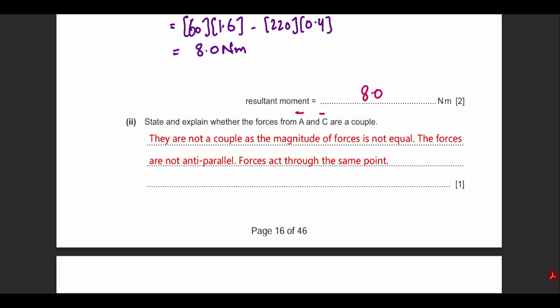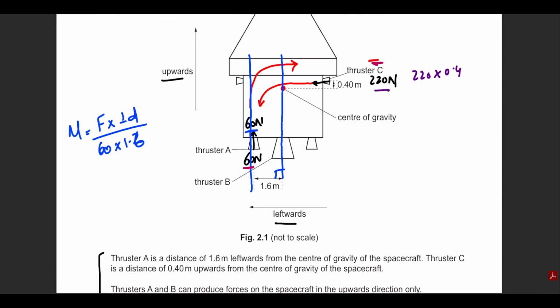So that's what I've written down here. They are not a couple. We've stated what they are not, because the magnitudes of the forces are not equal. The forces are not anti-parallel. What does that mean? I'll get to that later. And the forces act through the same point, basically saying the same thing, the last two bits.